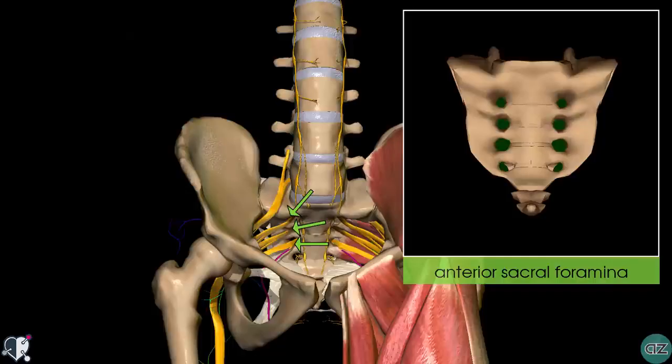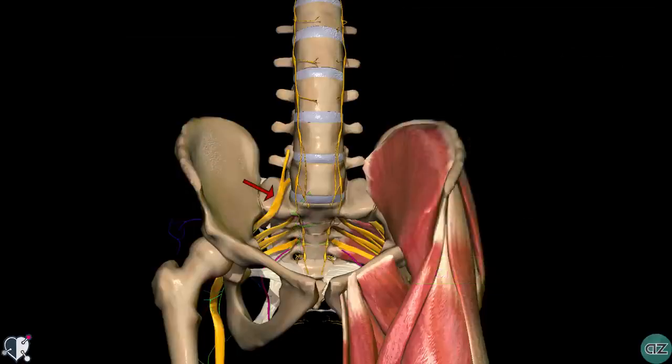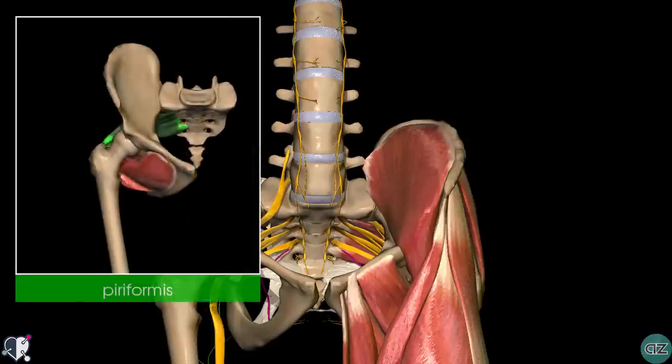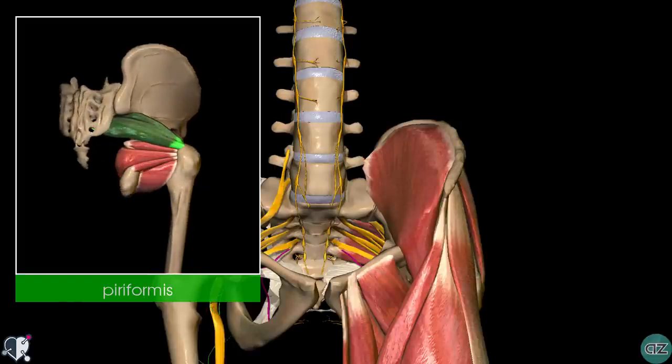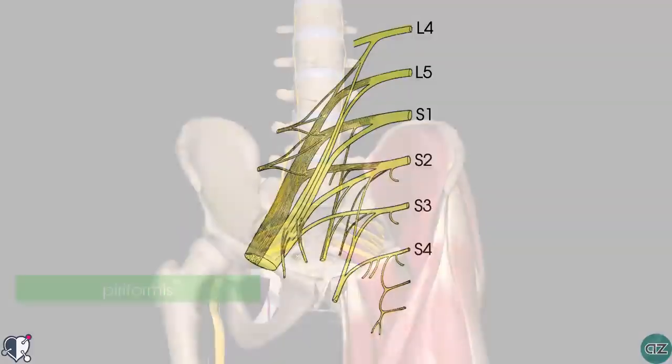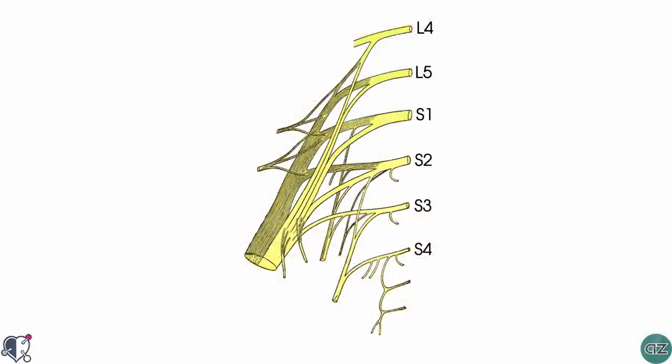They are joined by the 4th and 5th lumbar roots, which combine to form the lumbosacral trunk. This descends into the pelvis to meet the sacral roots as they emerge from the spinal cord. The sacral plexus is formed on the anterior surface of the piriformis muscle, which forms the posterolateral border of the pelvic wall.